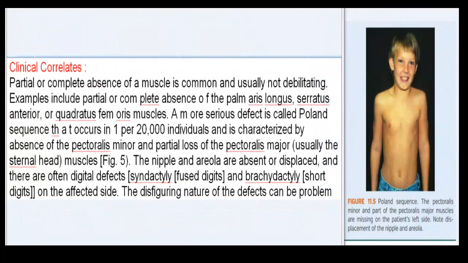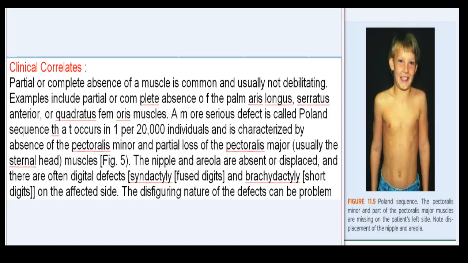Clinical correlates. Partial or complete absence of a muscle is common and usually not debilitating. Examples include partial or complete absence of the palmaris longus, serratus anterior, or quadratus femoris muscles.